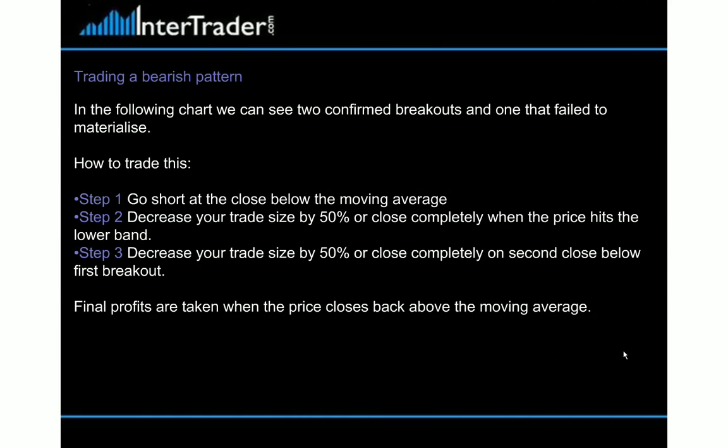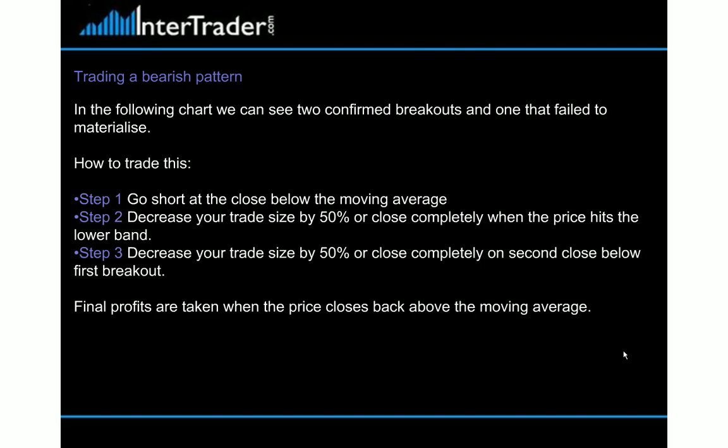So again, if you want to trade a bearish pattern, so if the market's going down, then in the following chart we're going to see 2 confirmed breakouts and the one that failed to materialize. So how we're going to trade this is step 1: go short on the close below the moving average.